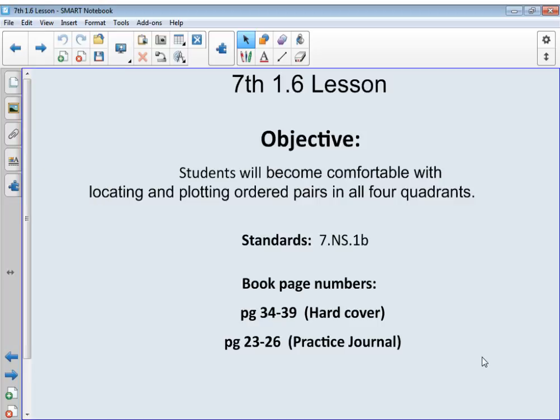Okay, the lesson today that we're covering is the 7th grade lesson 1.6. The objectives that we will cover in this lesson: students will become comfortable with locating and plotting ordered pairs in all four quadrants. The standards covered in this lesson are 7NS 1B. The page numbers out of your books, out of the Big Ideas red book, you have pages 34 through 39, and out of the practice journal, it's pages 23 through 26.